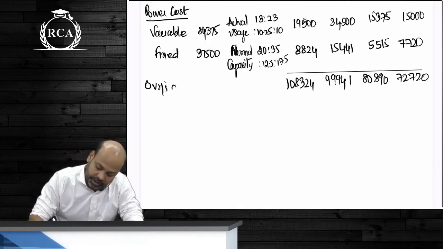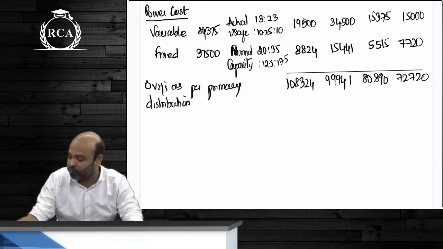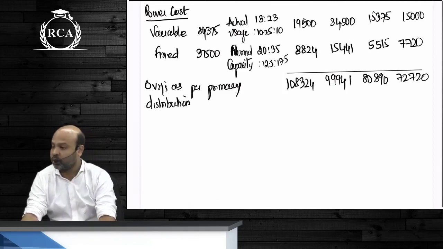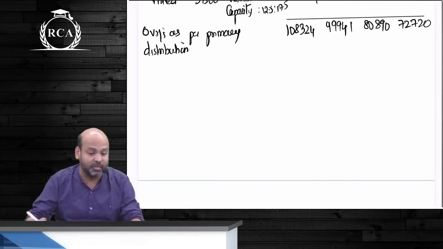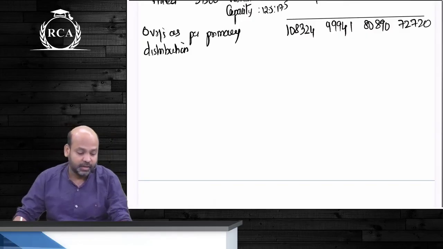Once you get overheads as per primary distribution, beta, what next? Secondary distribution. Which method are we supposed to follow for secondary distribution? Repeated redistribution. All right, guys, that's homework. Yes, guys, I told you in the repeated redistribution method, beta. What is the total amount of overheads, guys?